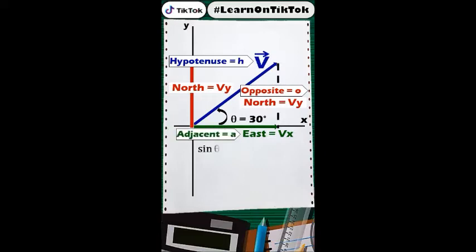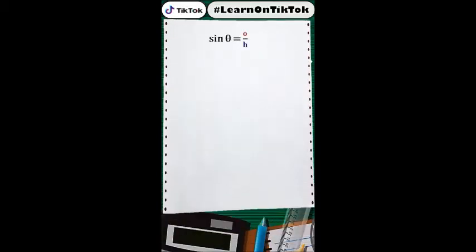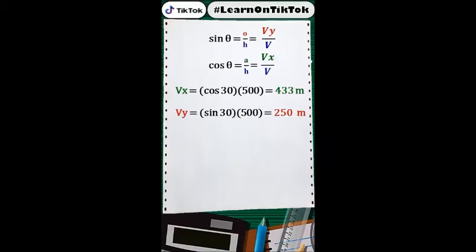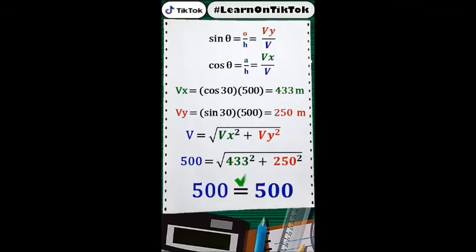From trigonometric concepts, for a right triangle, the sine and cosine are equal to these equations, which are used to calculate the vector components, Vx and Vy. If the displacement vector is 500 meters, then the components are calculated by manipulating the equation. Vx is equal to 433 meters, while Vy is 250 meters. To check the computed components, we can use the Pythagorean theorem, given by these equations.